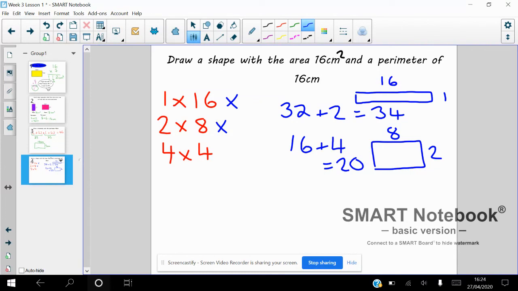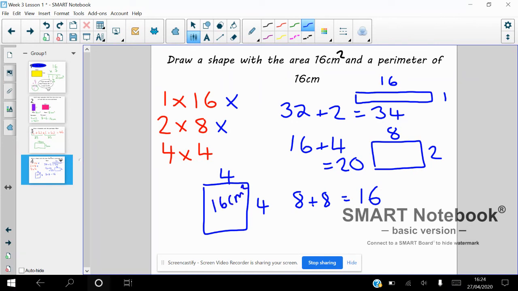Now I'm going to try 4 times 4. Now that's going to be a square if my length and my width are the same size. My length is 4, my width is 4. Double 4 is 8. Double 4 is 8. Add those together and it gets me to 16. So I know that a square with a length of 4 and a width of 4 will have the area of 16 centimetres squared and a perimeter of 16 centimetres.